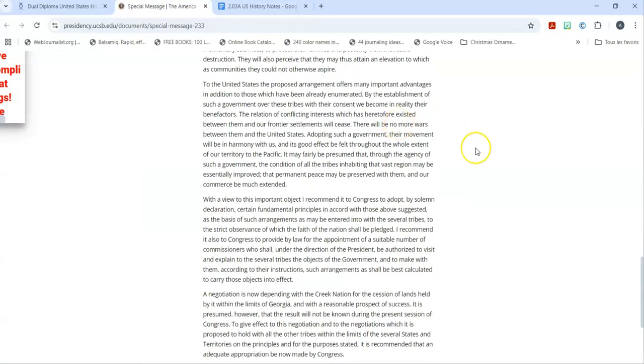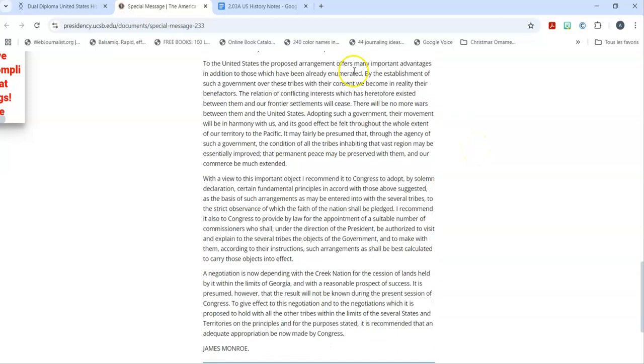To the United States, the proposed arrangement offers many important advantages in addition to those which have already been enumerated. By the establishment of such a government over these tribes with their consent, we become in reality their benefactors.